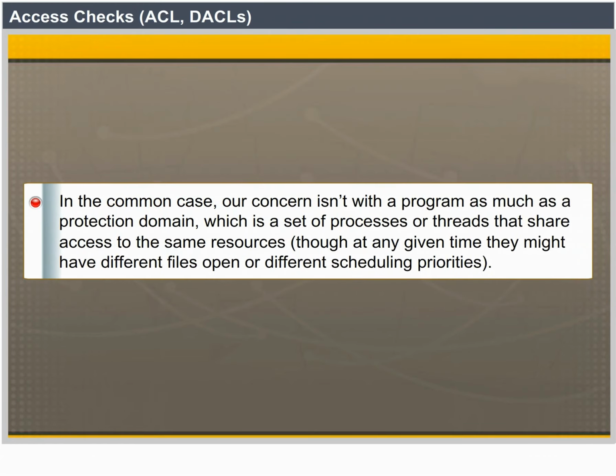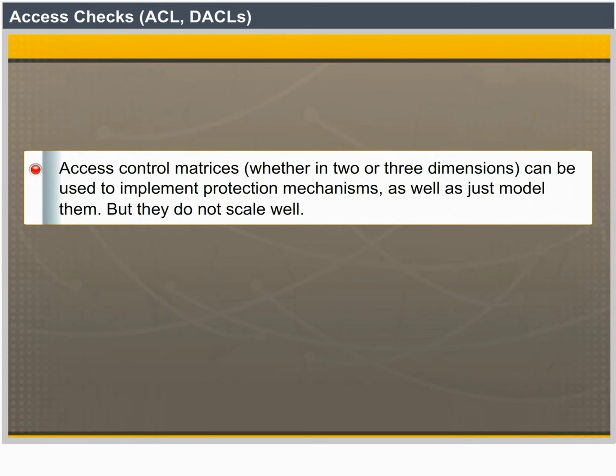In the general case, our concern isn't with a program as much as the protection domain, which is a set of processes or threads that share access to the same resources, though at any given time they might have different files open or different scheduling priorities. Access control matrices, whether in 2 or 3 dimensions, can be used to implement protection mechanisms as well as just model them, but they do not scale well.